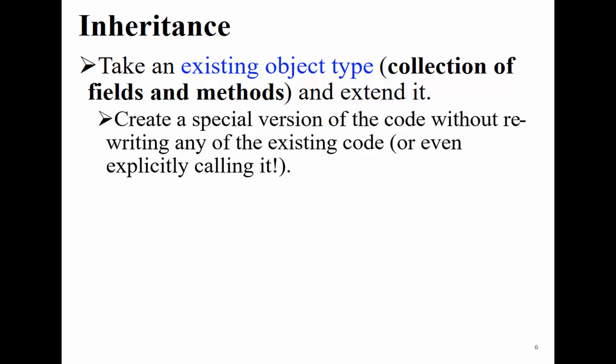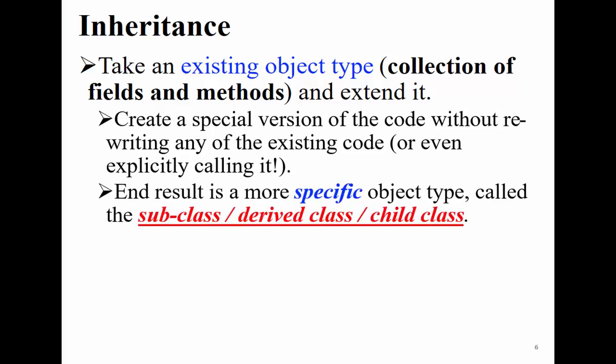So you create a special version of the existing object, okay? That will allow you to reuse whatever you already wrote for the previous objects. You reuse the existing object by extending it to create a special version of the object. Now, at the end, you will have a very specific object, the object that you extended. So we call it subclass, derived class, and child class. These are the three most famous words.